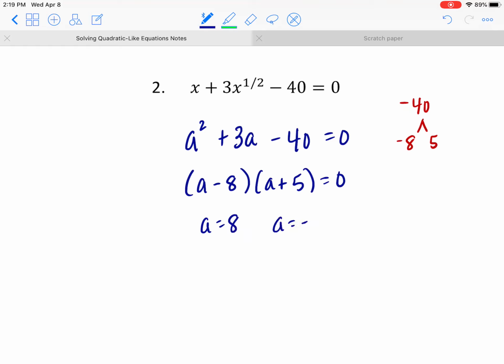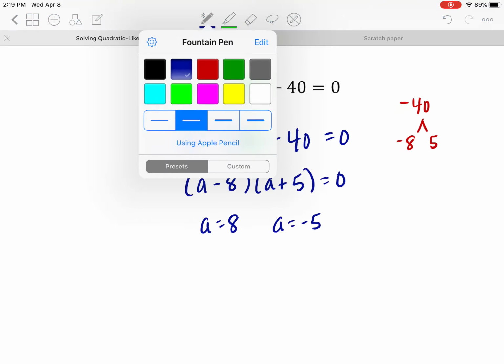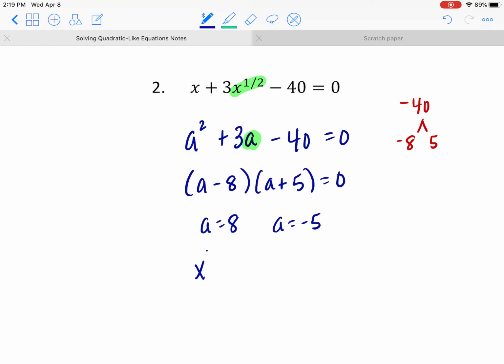Again, factors of negative 40 to make 3 are going to be negative 8, positive 5. So this is going to factor into a minus 8 and a plus 5, which means a has to equal 8 and a has to equal negative 5. Again, if we were solving for a, we'd be done, but we're not. We're solving for x. So now I have to replace a with what a replaced.